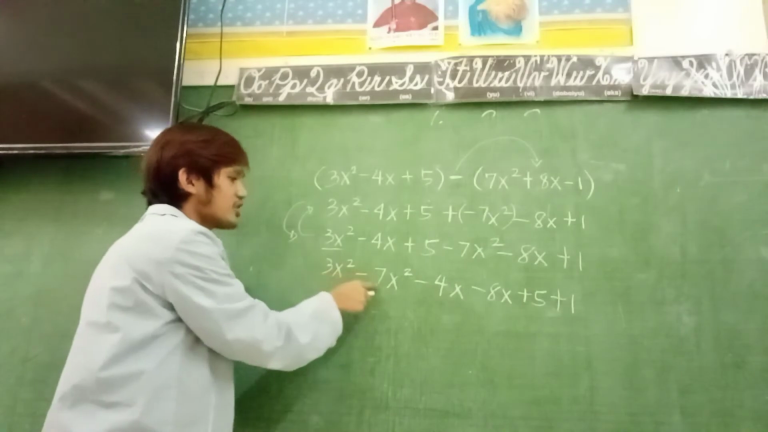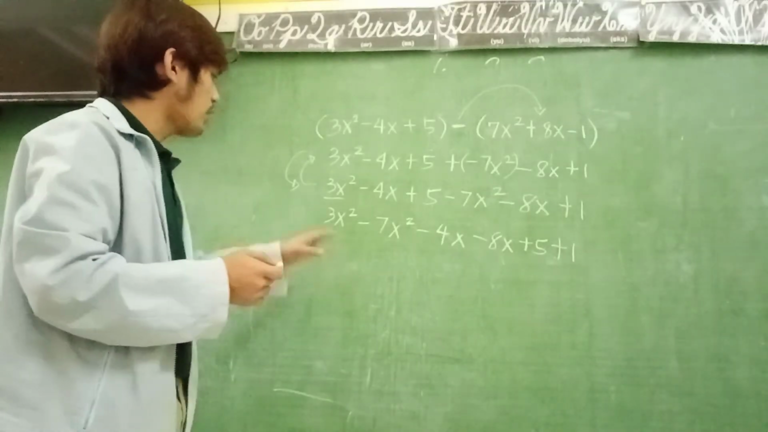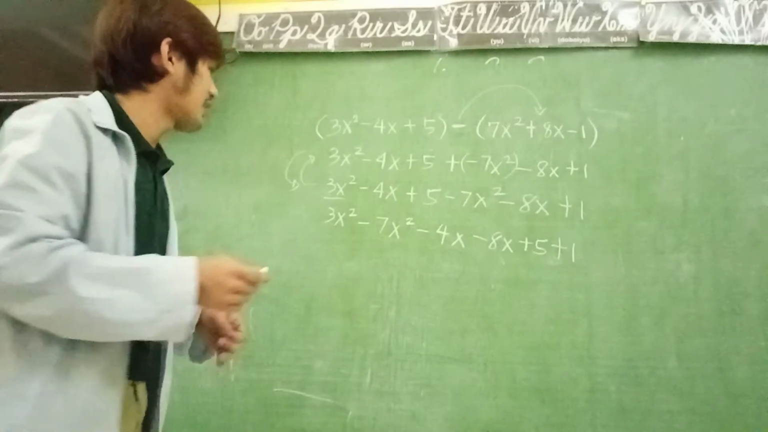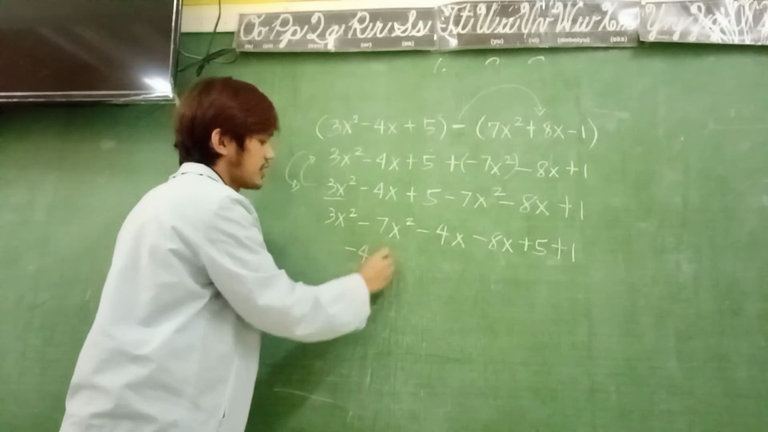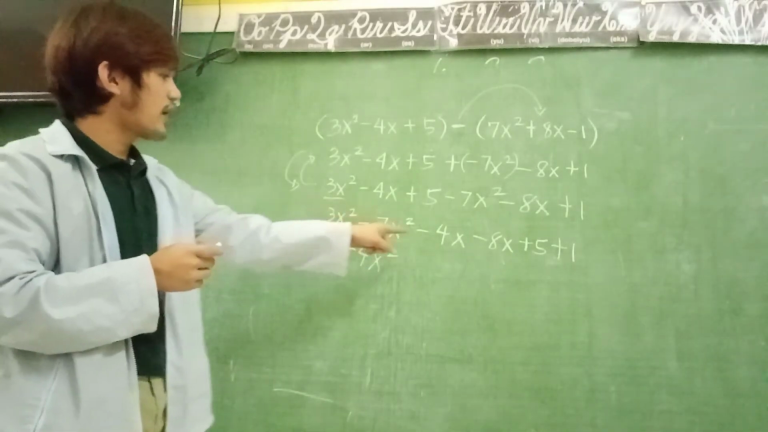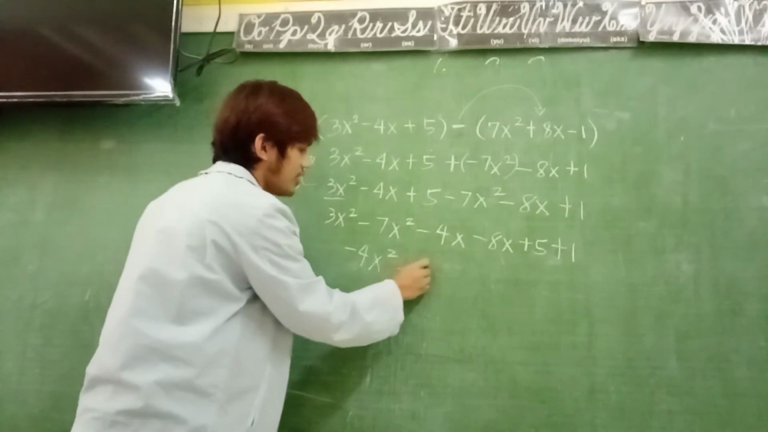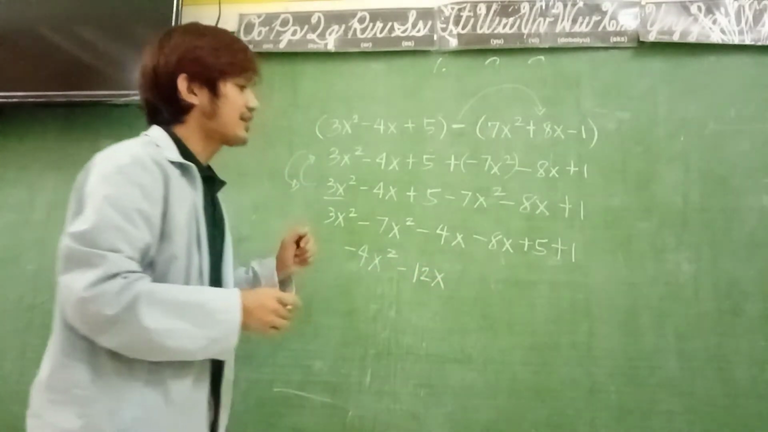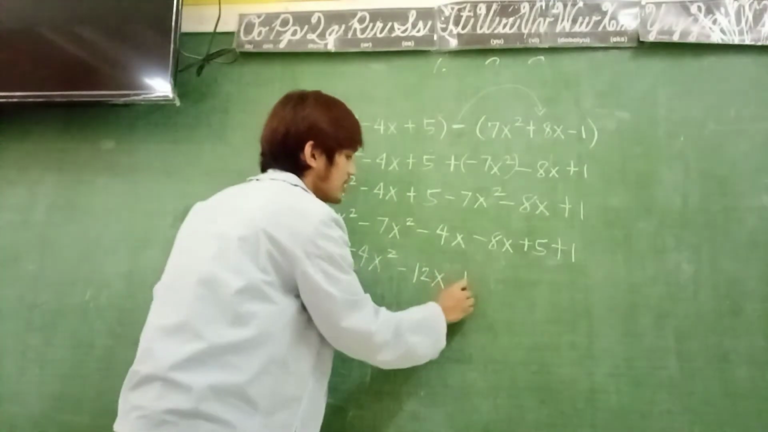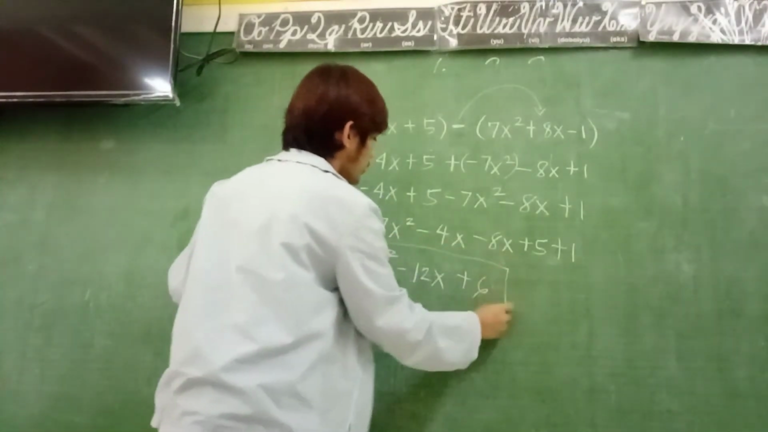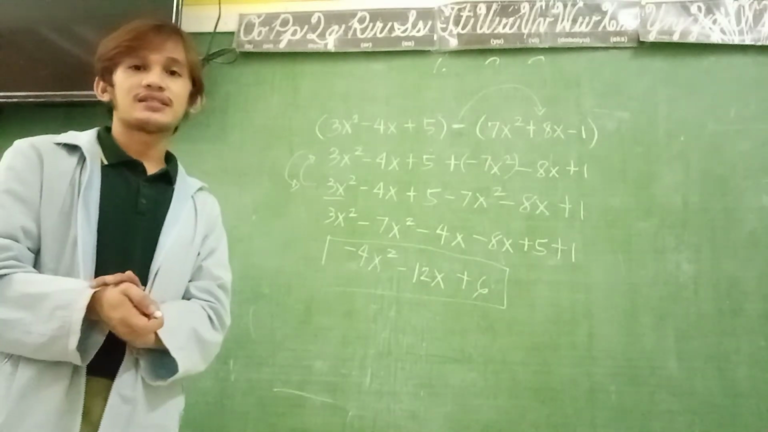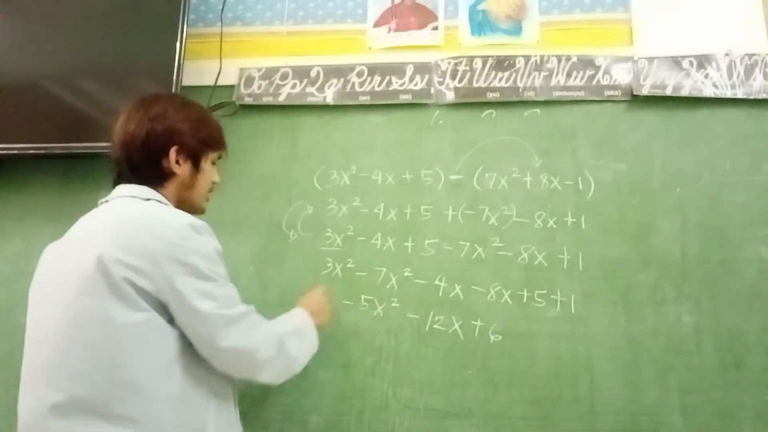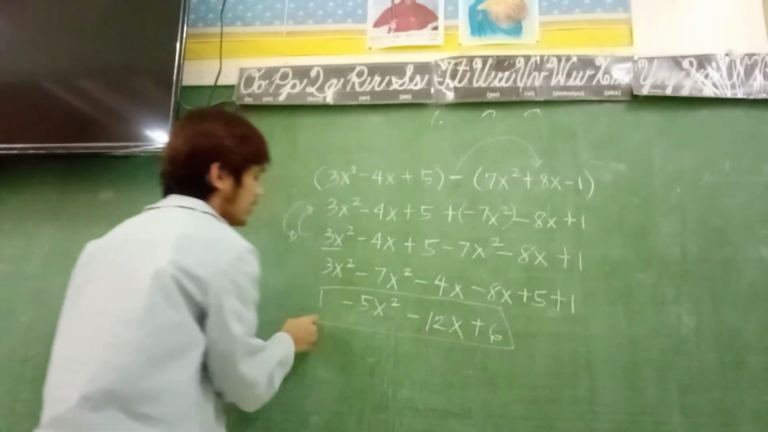So, combining them now, pwede na natin silang ipag-add or pwede na natin silang ipag-subtract. Now, let's combine them now. So, 3x squared minus 7x squared is negative 4x squared. Diba? Next, we have negative 4x minus 8x is negative 12x. And lastly, we have 5 plus 1 is 6. So, the answer is negative 4x squared minus 12x plus 6. Wala na tayong pwedeng ipag-add sa kanila. That is already the final answer.